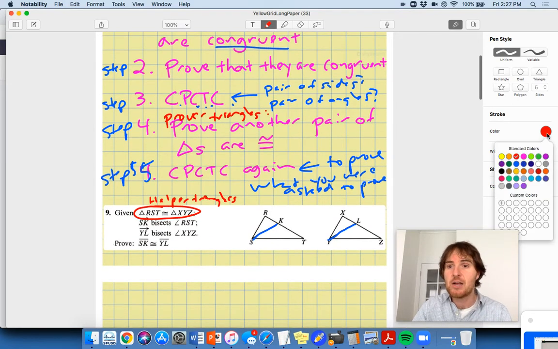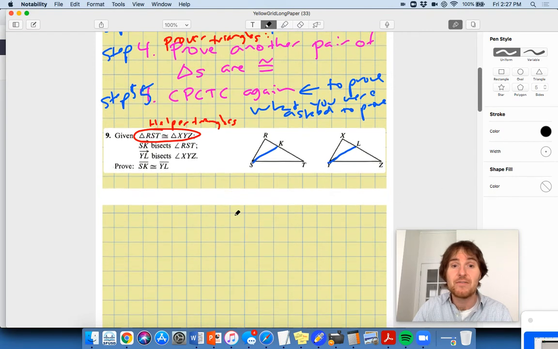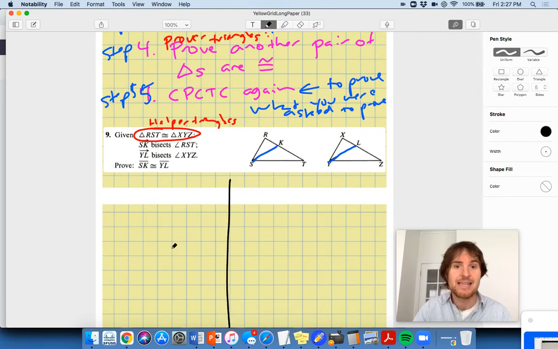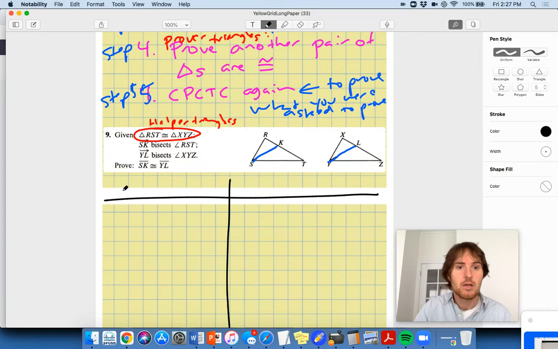And I'm going to talk about that first, because do we have to prove those triangles are congruent? No, we don't. They're given to us as congruent, okay? So I'll get my statements, I'll get my reasons set up. So here I have statements, and here I have reasons.